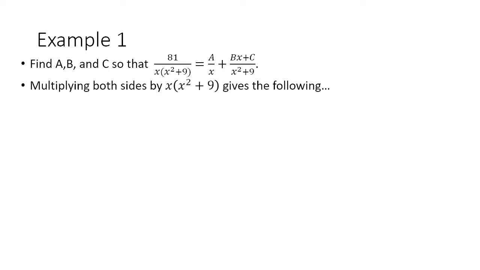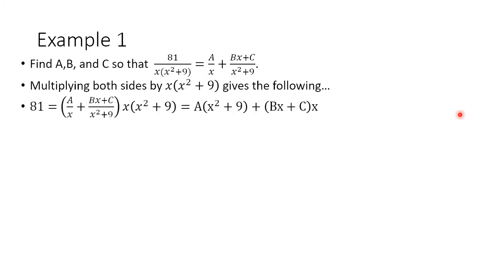To figure out the linear equations and get a linear system, we're first going to multiply both sides by x times x squared plus 9, the denominator of the left-hand side. Doing this, we get the following. 81 is equal to the right-hand side multiplied by that denominator, but we can distribute that denominator through the sum. When we do that, we'll get A over x times this entire quantity, but notice the x in the denominator will cancel with that x to just give us A times x squared plus 9. Likewise, when we distribute it through the second term, the x squared plus 9s will cancel, and all that will survive is the x and the numerator of the fraction.